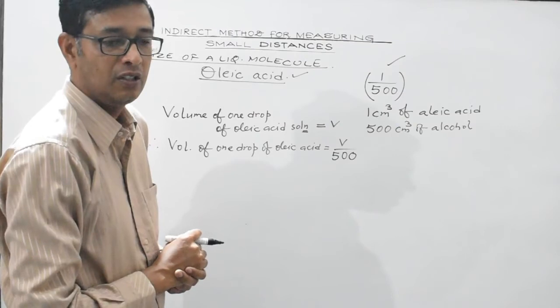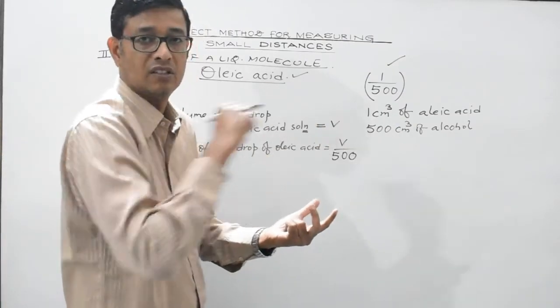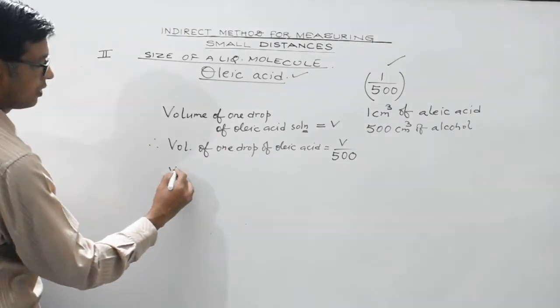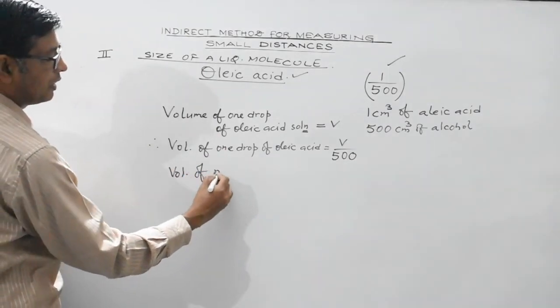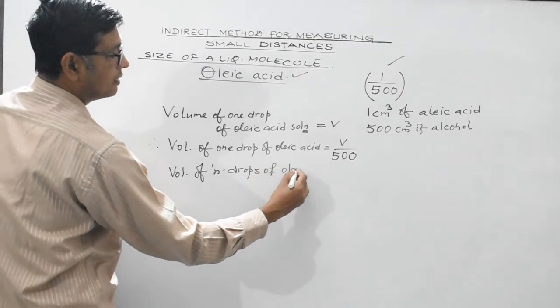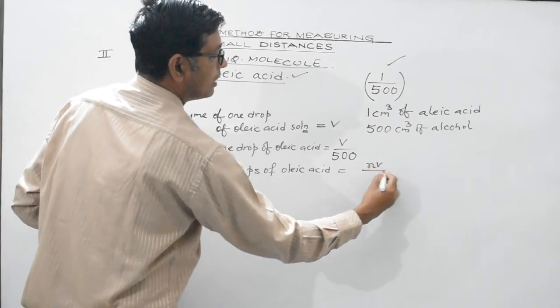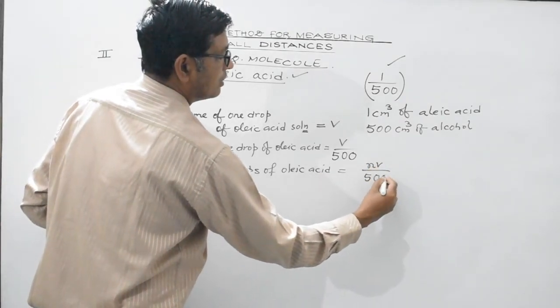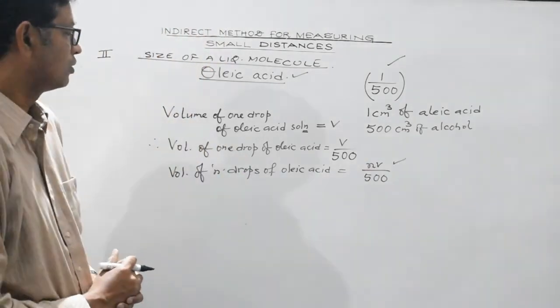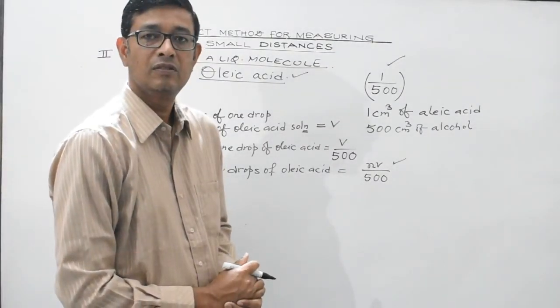Understood now? So suppose N drops of oleic acid solution are poured on the water surface, then the volume of N drops of oleic acid would be NV divided by 500. This will be the volume of N drops of oleic acid. It's clear?